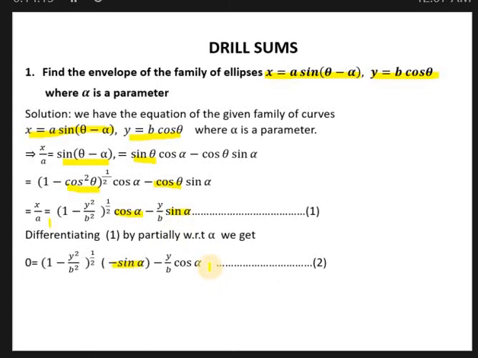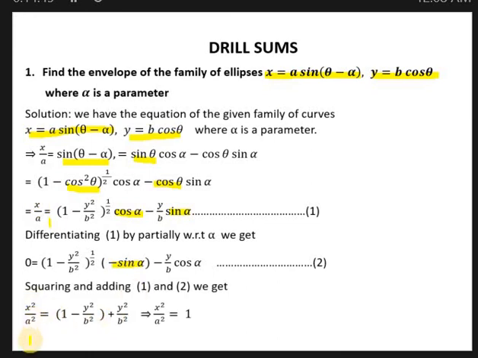Now by squaring and adding the equations 1 and 2, just square both the equations, because we have 1 minus y square by b square whole to the power of half. So to reduce this, let us square both sides, both equations. When you square and add both the equations, you get x square by a square is equal to 1 minus y square by b square plus y square by b square. Here we are using the formula sin square alpha plus cos square alpha is equal to 1.